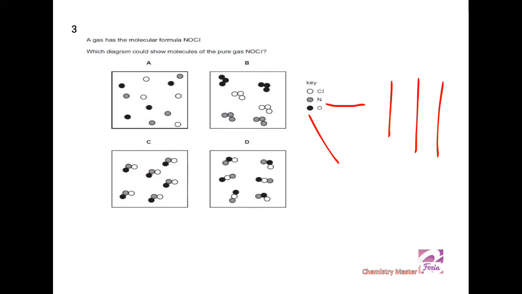But this black dot means oxygen, which is divalent. And this Cl is just monovalent, meaning they will be making 3, 2 and 1 bonds consecutively. So we see in block D, the black ball is in the center, which means oxygen is in the center.